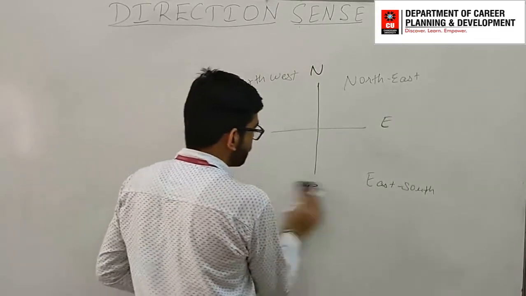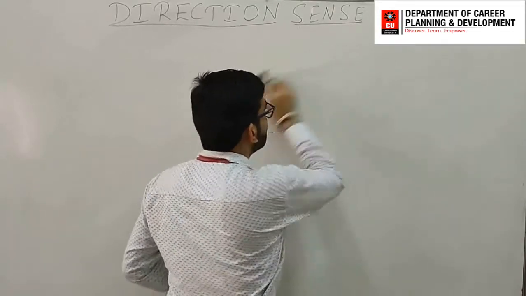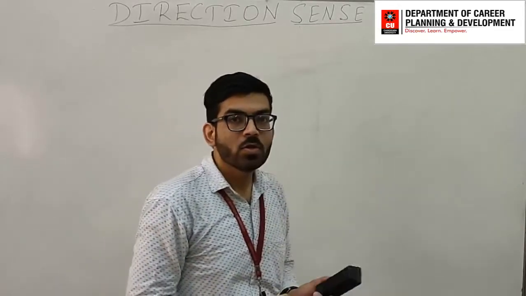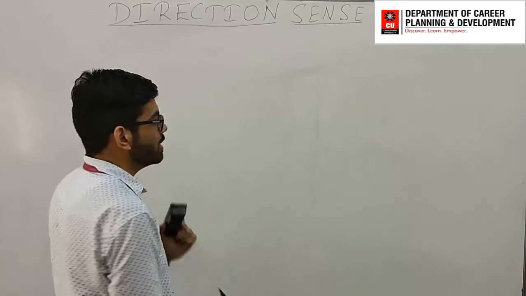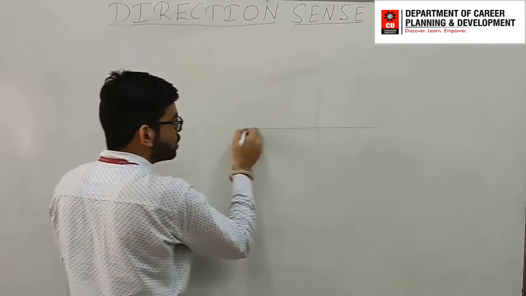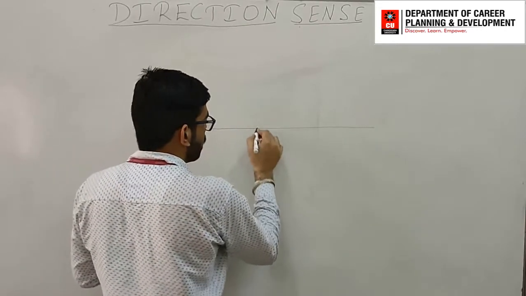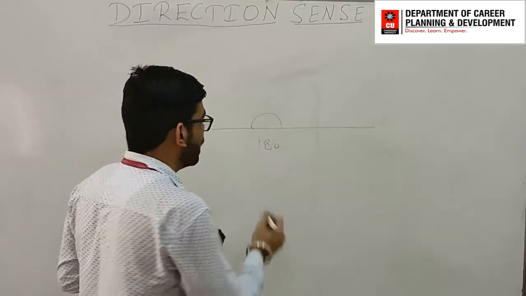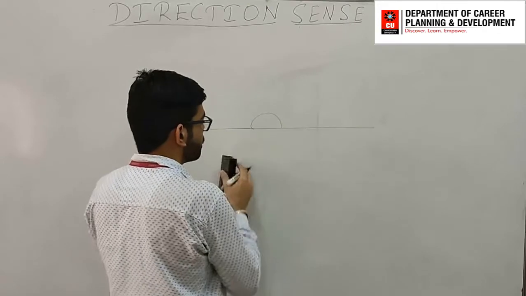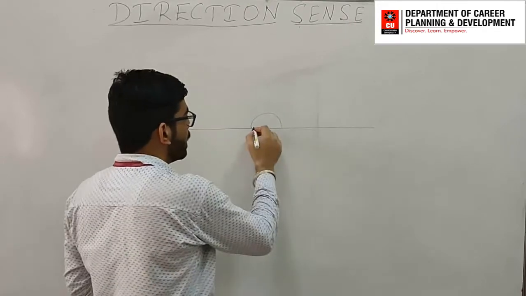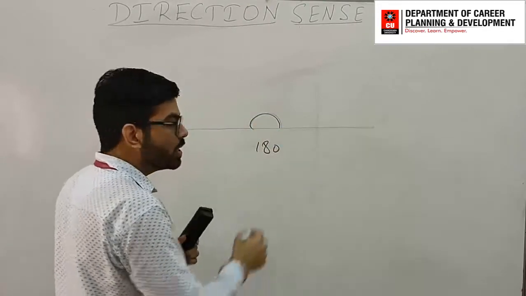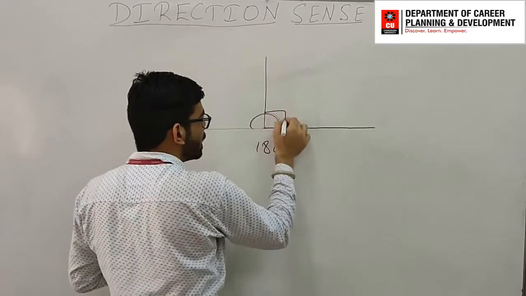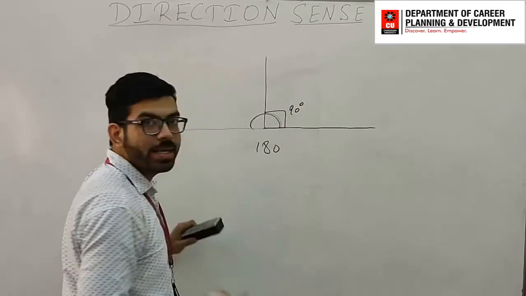Let's see the next part: the cases of degrees. First of all, in terms of degree, you need to take some basic degrees. The complete straight line is known as your 180 degree. Then, this line and this point, this angle is known as your 90 degree.